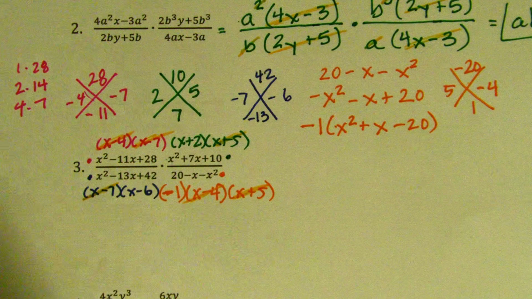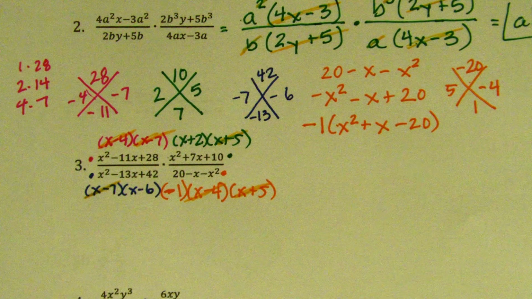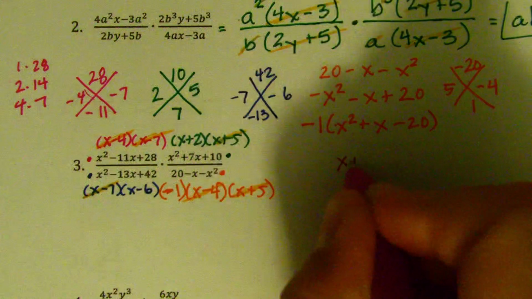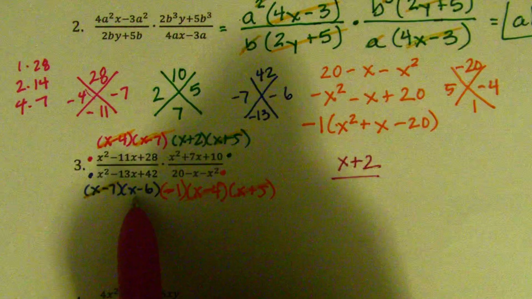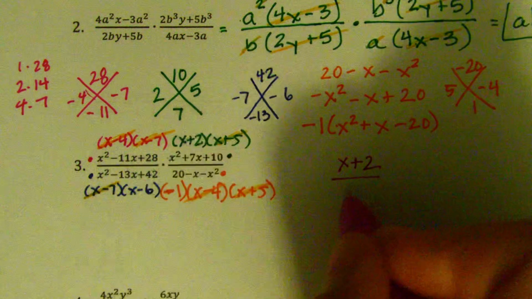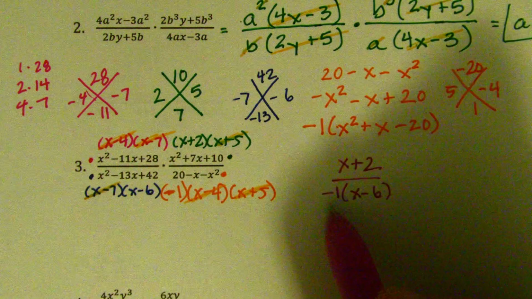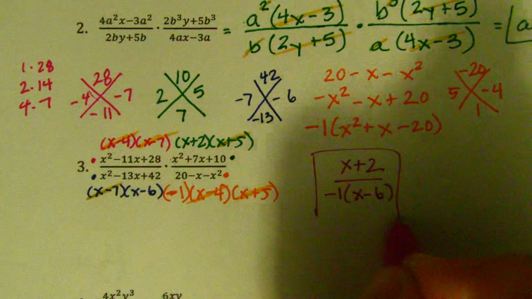There's nothing else left. So my answer is just what is remaining. On top, all I have is an x plus 2. And on bottom, I have an x minus 6 and a negative 1. So negative 1 times x minus 6. You could leave it like that, or you could distribute the negative 1 if you wanted to.